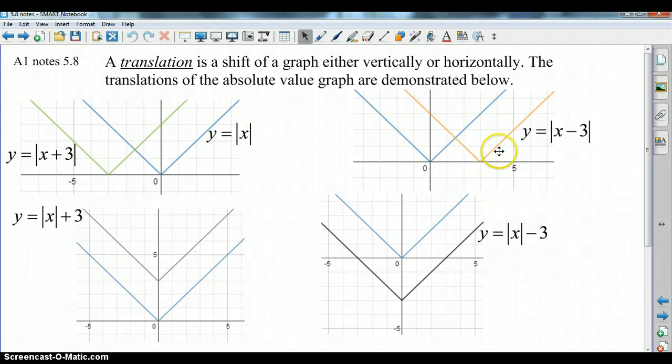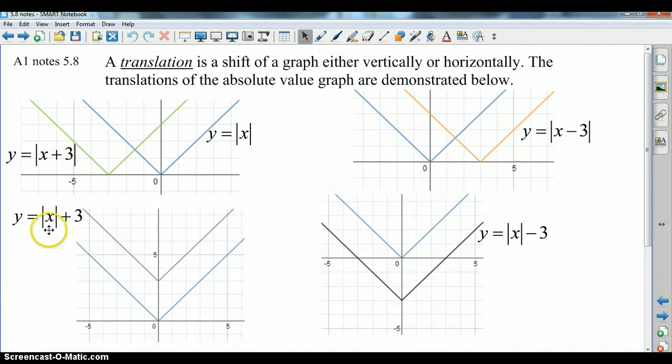When you look at the next graph, the parent function is still in blue, the absolute value function. But notice we've got a minus 3, and a minus 3 inside the parentheses moves us to the right, strangely enough. So plus 3 moves us left 3 spaces, minus 3 moves us right. Now when we add or subtract outside the absolute value bars, it actually moves us vertically. So the first two were horizontal shifts. The bottom two you see here are vertical.